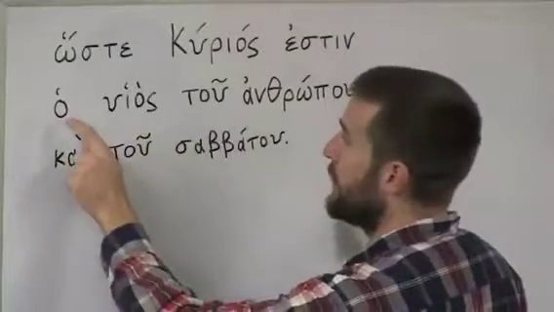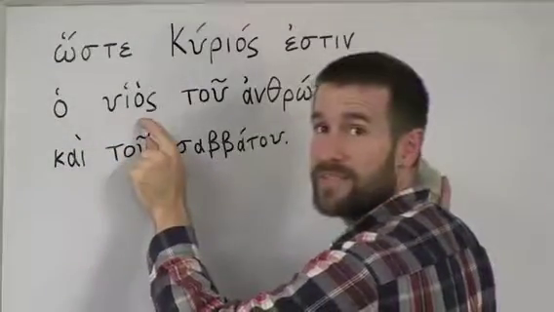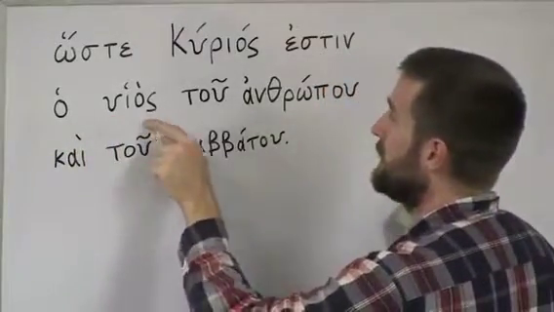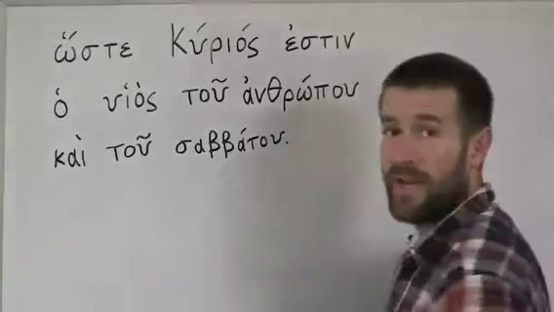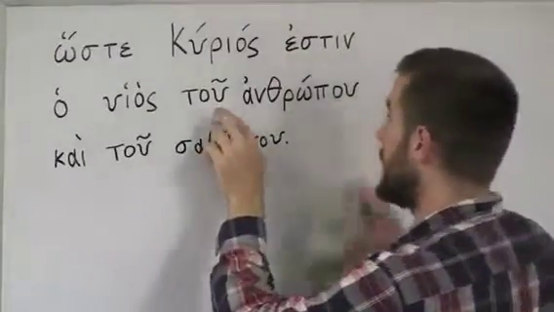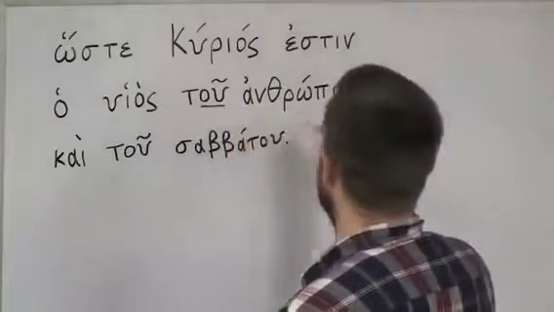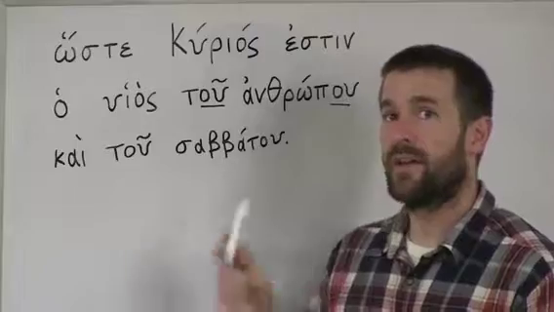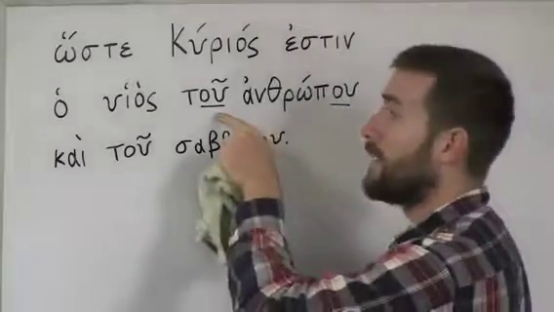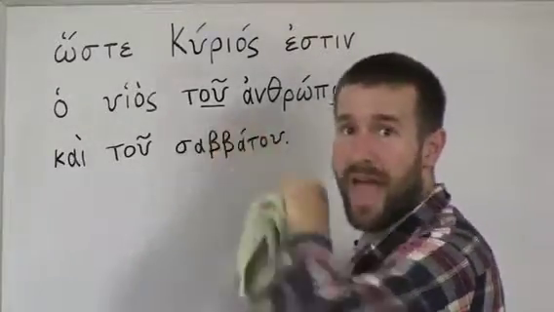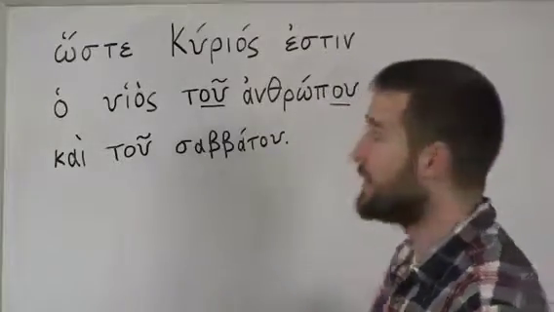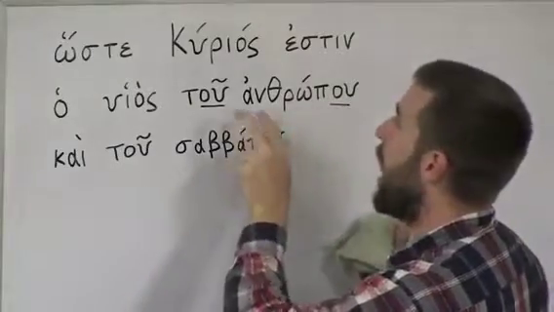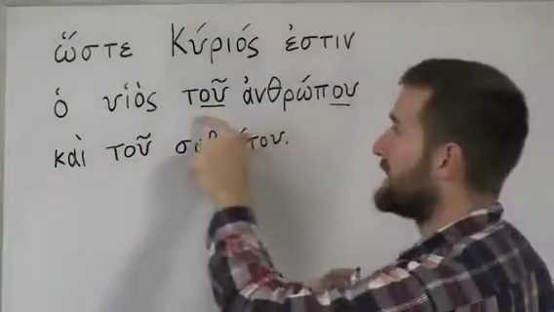So here we have oios, which means the Son. That's a word that we've seen before. Oios, the Son, tu anthropou. Now again, this omicron ypsilon ending at the end of tu and anthropou tells us that we're dealing with a singular genitive case, all right? Remember Mark 1:1 was just packed with genitives. Go back and review that lesson if you need to. But tu anthropou means of the man, okay, because this is the word the.